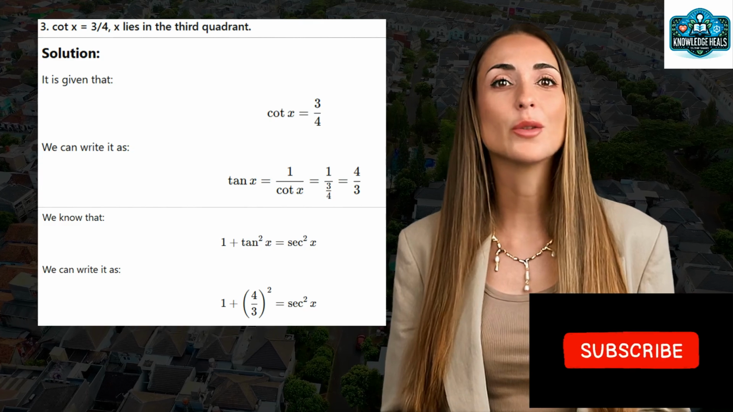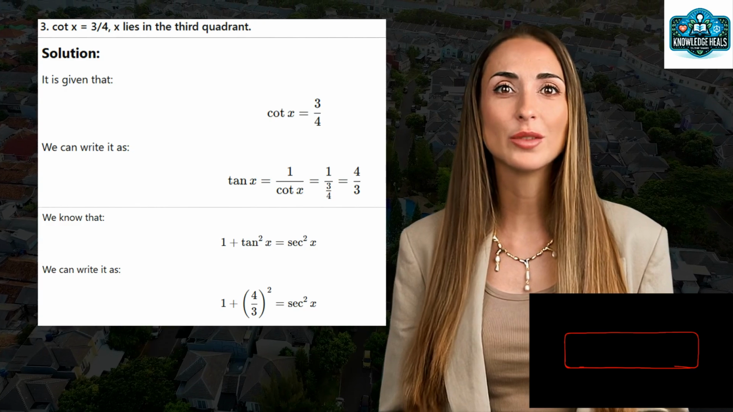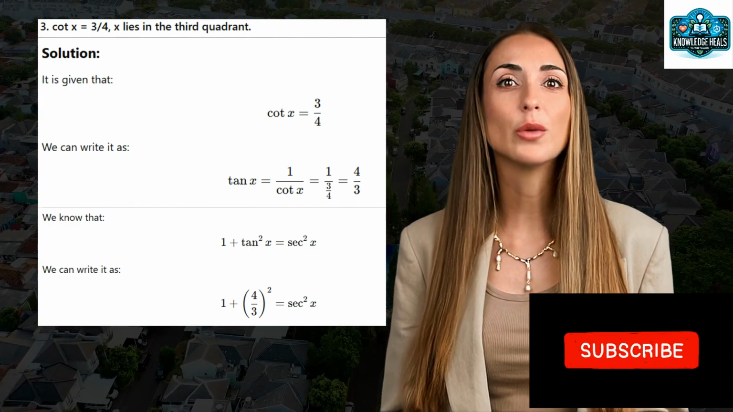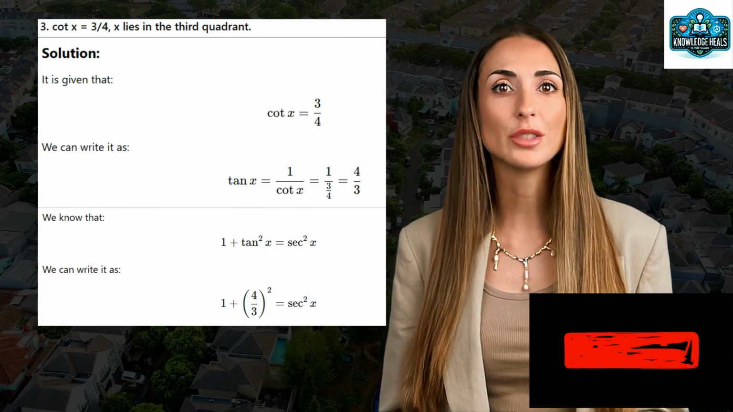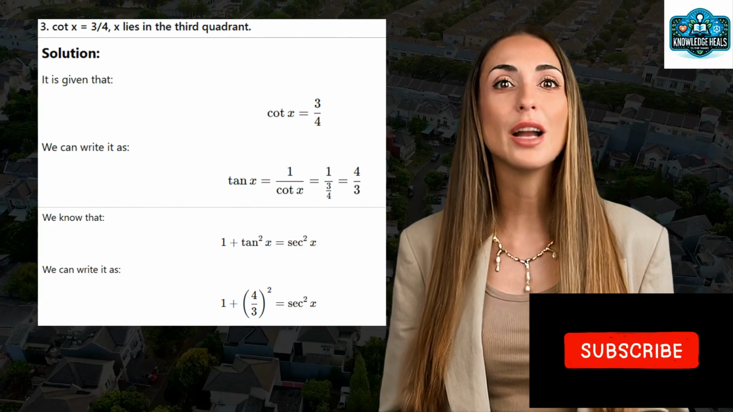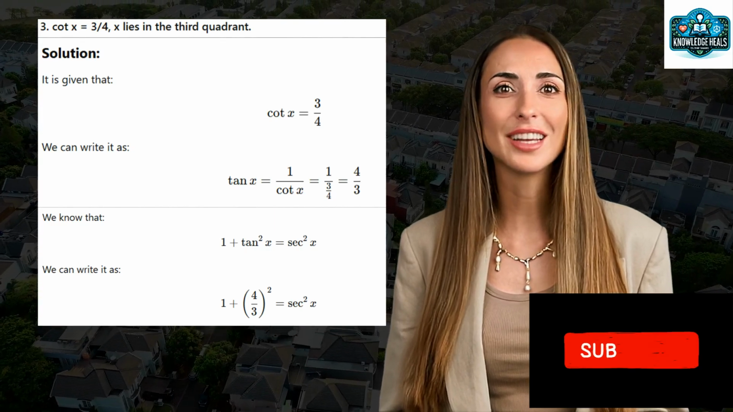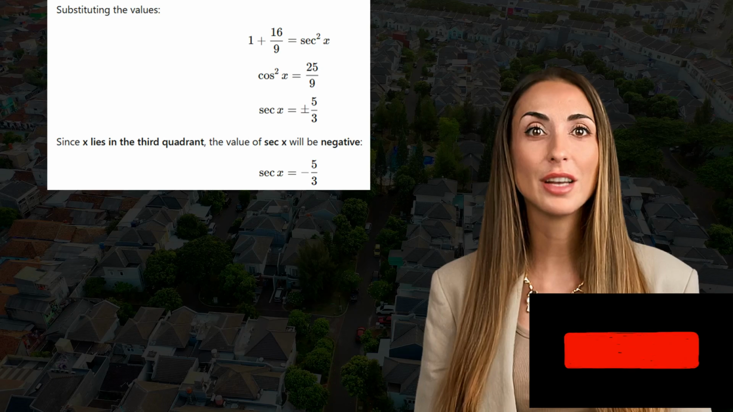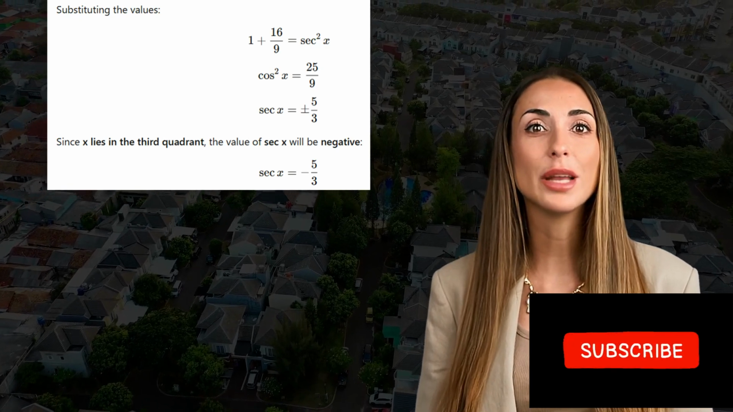Let us move to our third question, that is cot x equal to 3 by 4, where x lies in the third quadrant. As we know, cot x is equal to 3 by 4, tan x will become 4 by 3, as it is the inverse of cot x. Now we will substitute the value in the sec square x equation, so it becomes 1 plus 4 by 3, the whole square. Now as we further simplify, it becomes sec x equal to plus minus 5 by 3.